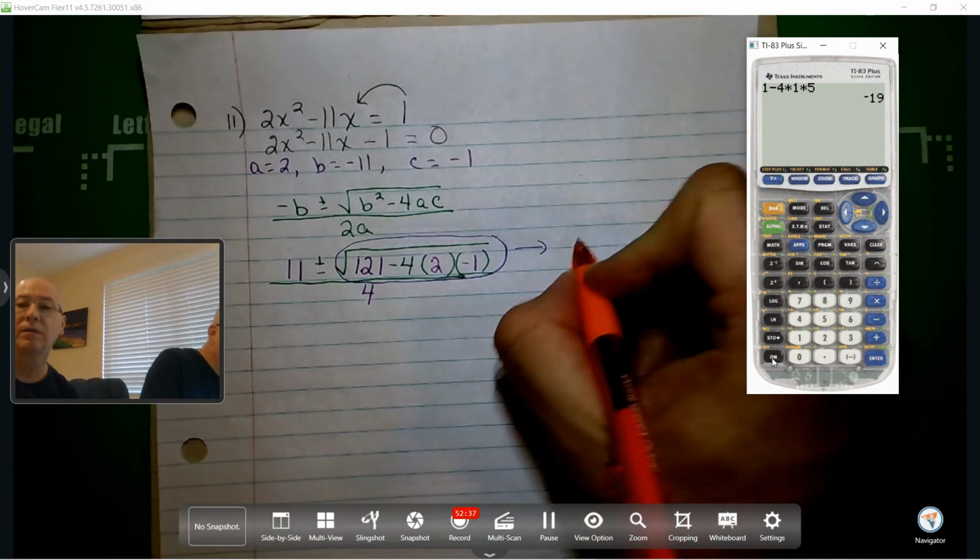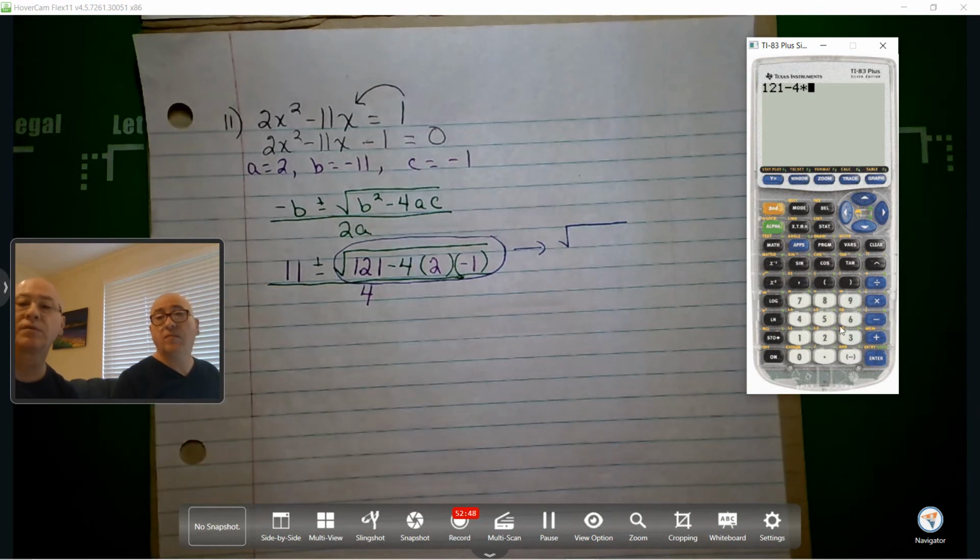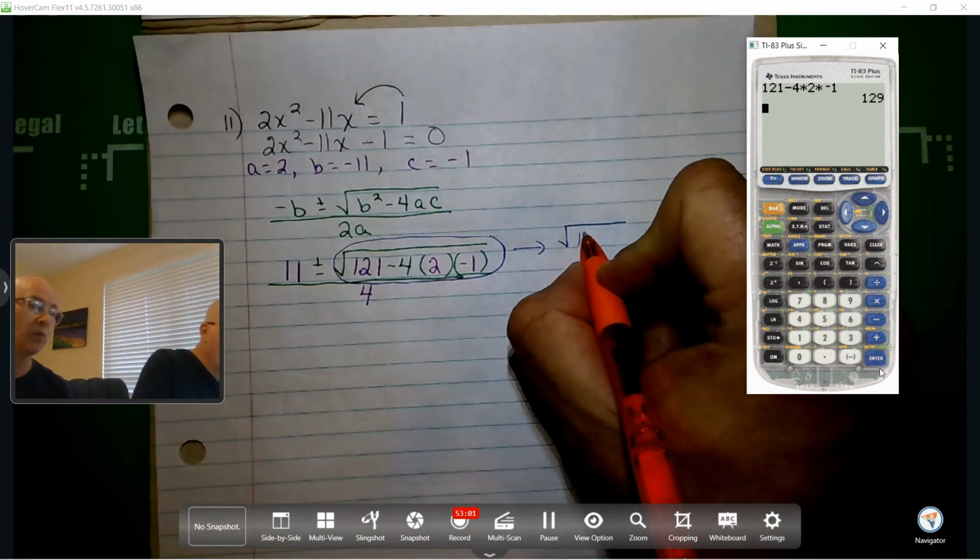As Tony said, you can probably do this all in your head because it's 4 times 2 times negative 1. So that's going to be a plus 8, isn't it? Negative times negative, that's going to become a 121 plus 8, which gives us 129.